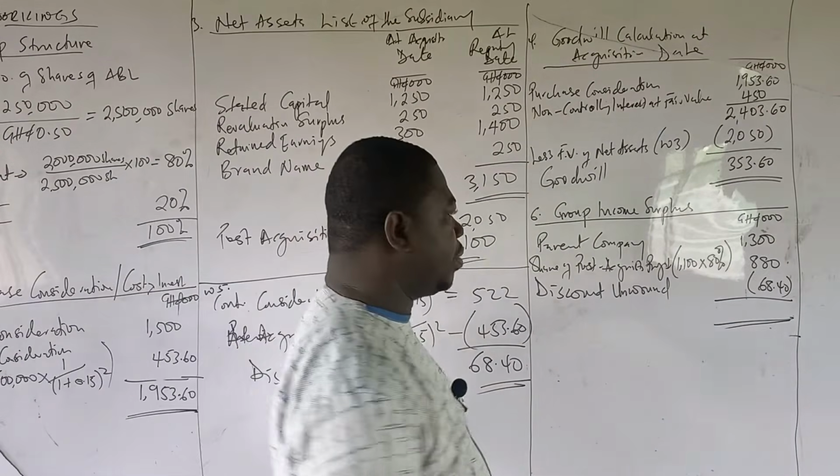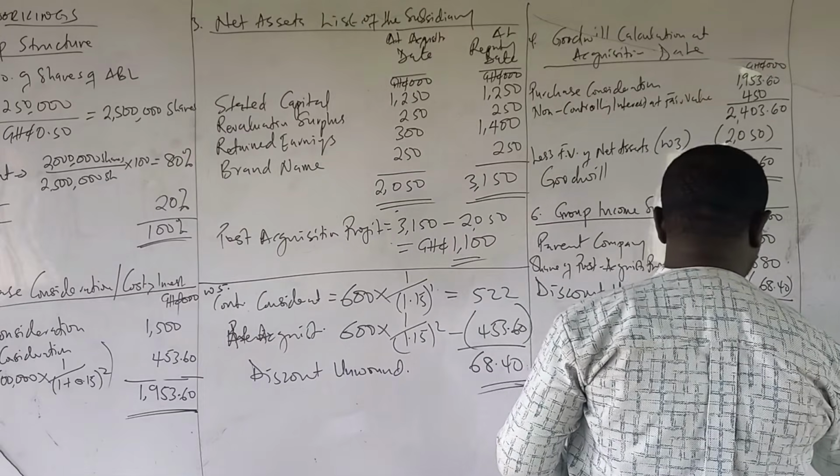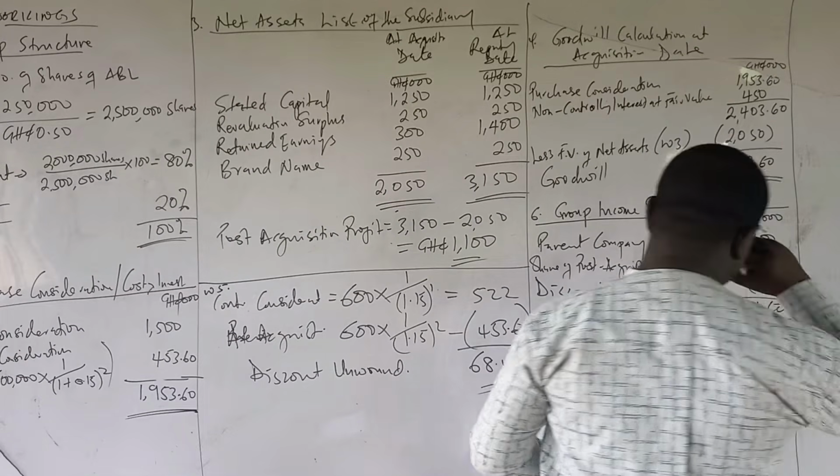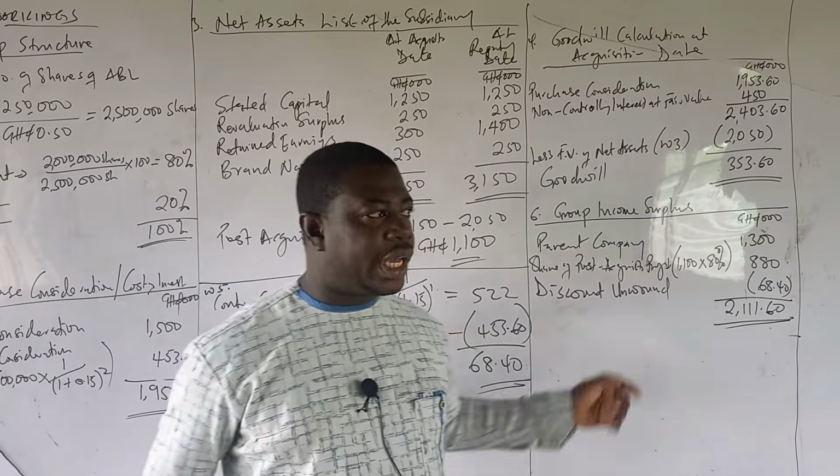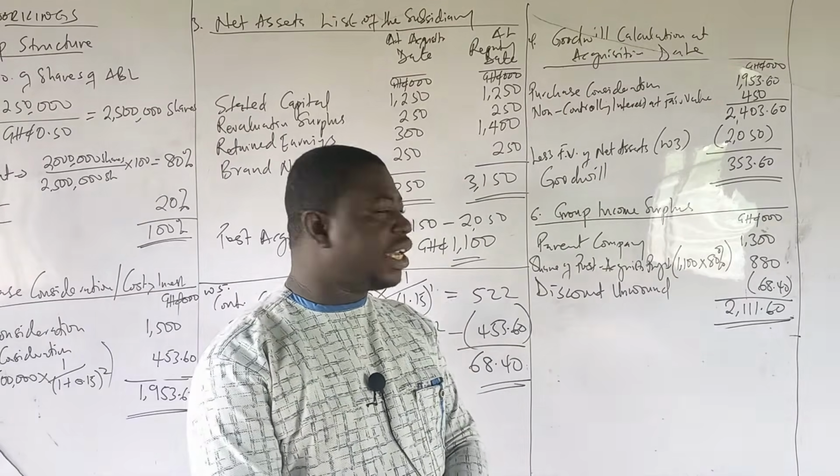And so the group income surplus is going to be 2,111.60. Remember, there are still 3 zeros up. So this is how to get the group or the consolidated retained earnings.